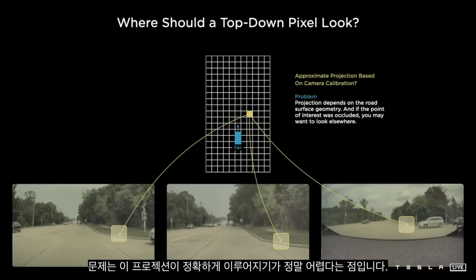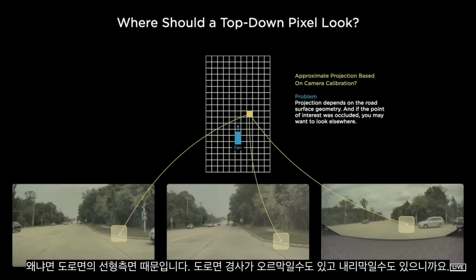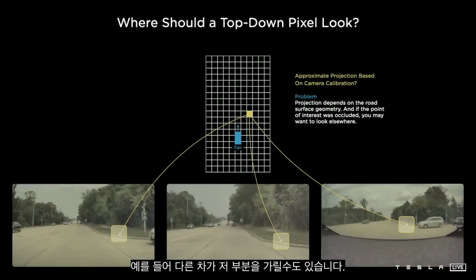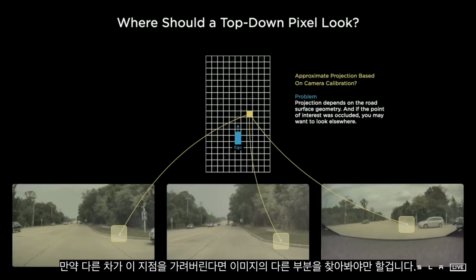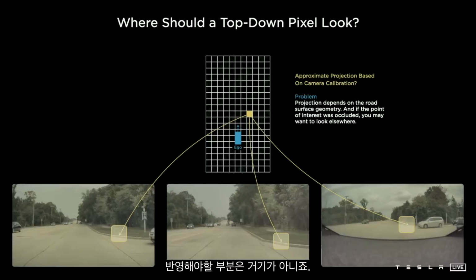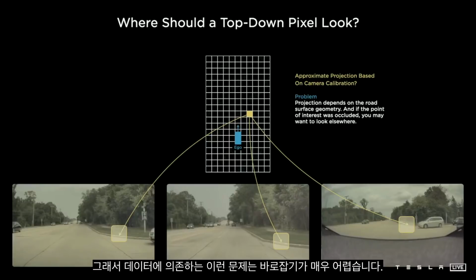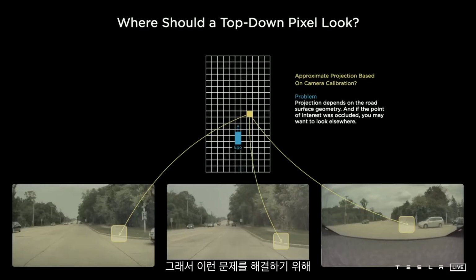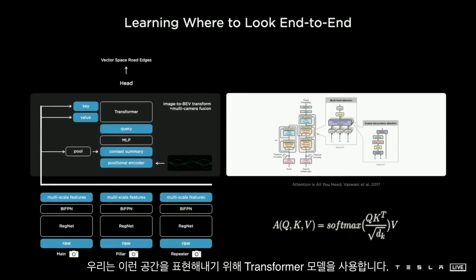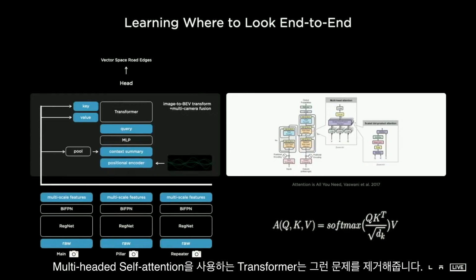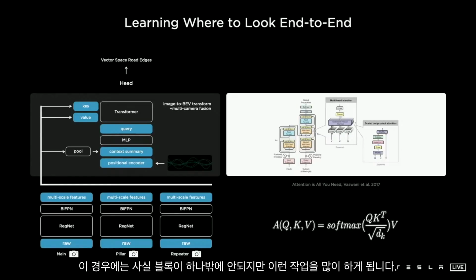The problem is that this projection is really hard to actually get correct because it is a function of the road surface. The road surface could be sloping up or sloping down, or also there could be other data-dependent issues. For example, there could be an occlusion due to a car. So if there's a car occluding this part of the image, then actually you may want to pay attention to a different part of the image, not the part where it projects. And so because this is data-dependent, it's really hard to have a fixed transformation for this component. So in order to solve this issue, we use a transformer to represent this space. And this transformer uses multi-headed self-attention and blocks of it. In this case, actually, we can get away with even a single block doing a lot of this work.